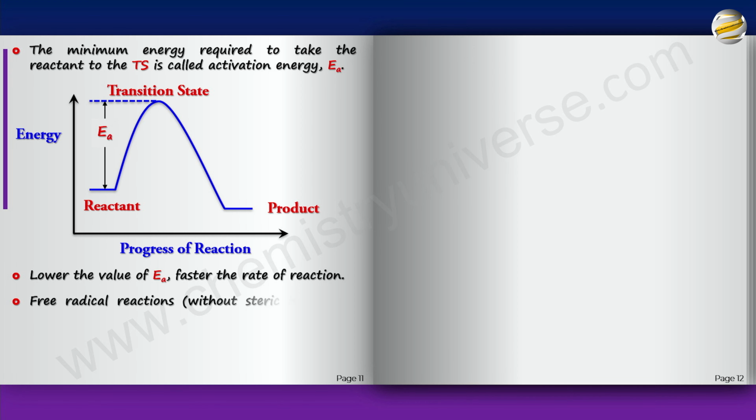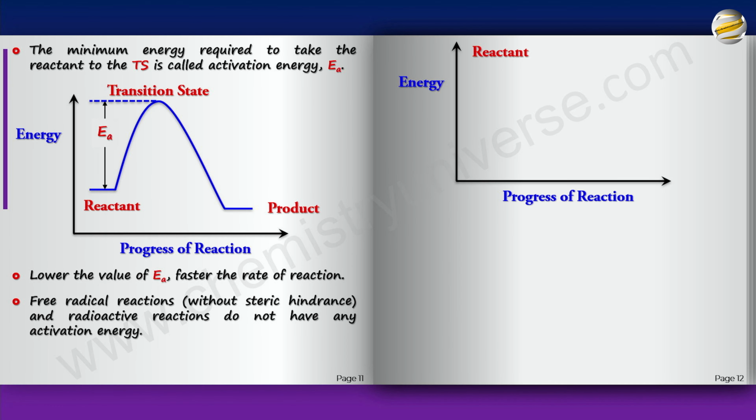Free radical reactions and some radioactive reactions are the ones which don't require activation energy. They happen without any activation energy. They will directly go from reactant to product on their own. The moment you put them together, they will happen. But for all the other reactants, some energy has to be supplied.